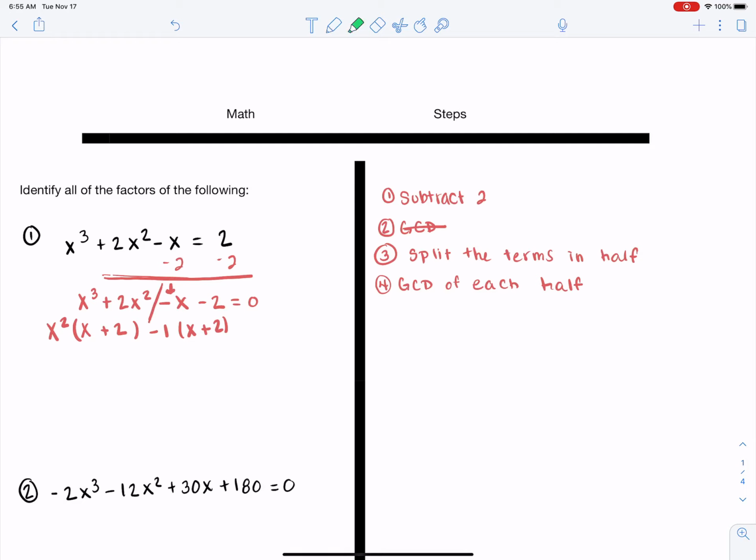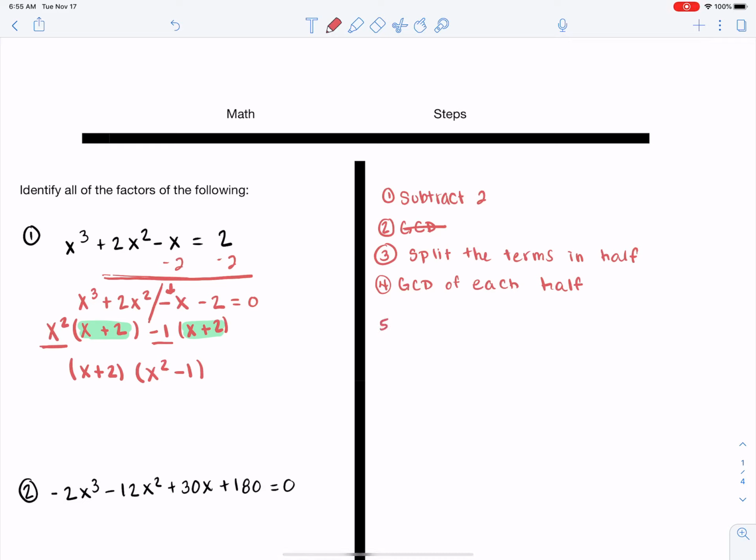Okay, now here's what's cool about this process. If you did it correctly, then the inside of your parentheses on the left, or the first half, should be the same as inside the parentheses in the second half. They're both x plus 2. And because they're both x plus 2, I know that is one of my factors. The other factor comes from my GCD. So I have x squared and minus 1. Okay? So we found the GCD of each half. We took it out. And then that led us to our factors.